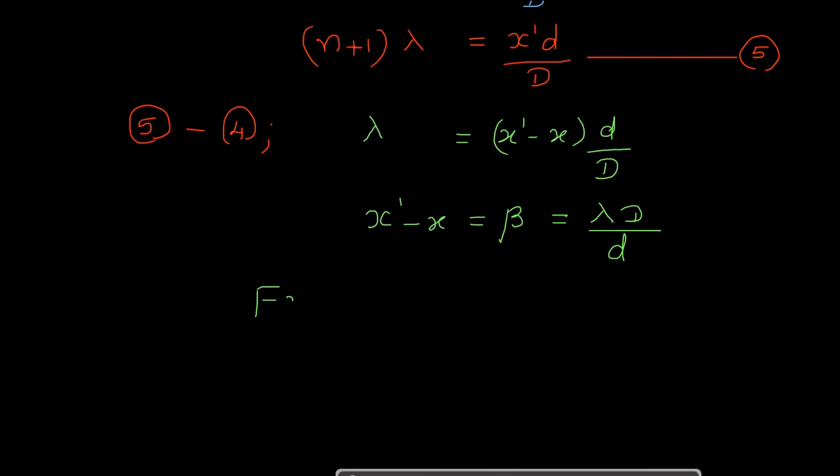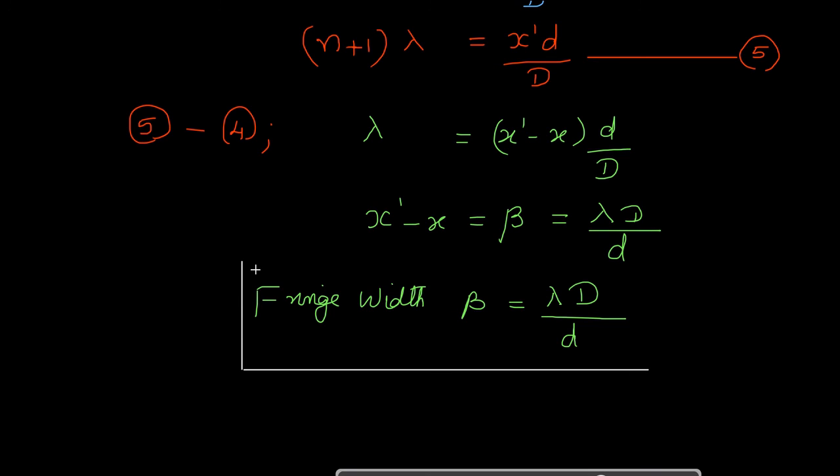So what is fringe width beta? Fringe width beta is directly proportional to the wavelength lambda and the distance of the screen from the coherent sources, but beta is inversely proportional to the distance between the coherent sources. So this is the expression for fringe width beta.